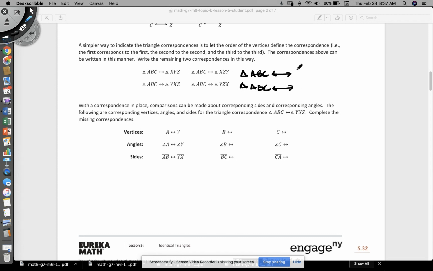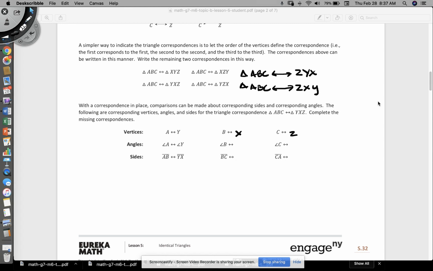Now I'm going to start with Z. What if I said Z, Y, X and Z, X, Y? So you're just kind of scrambling this up, finding other patterns that could work. All right, down here, we have different vertexes, angles, and sides. So let's look at the vertexes. That's what we were doing up above. We can say A to Y, we can say B to X, and C to Z. And that's just looking at that very first set of patterns up above.